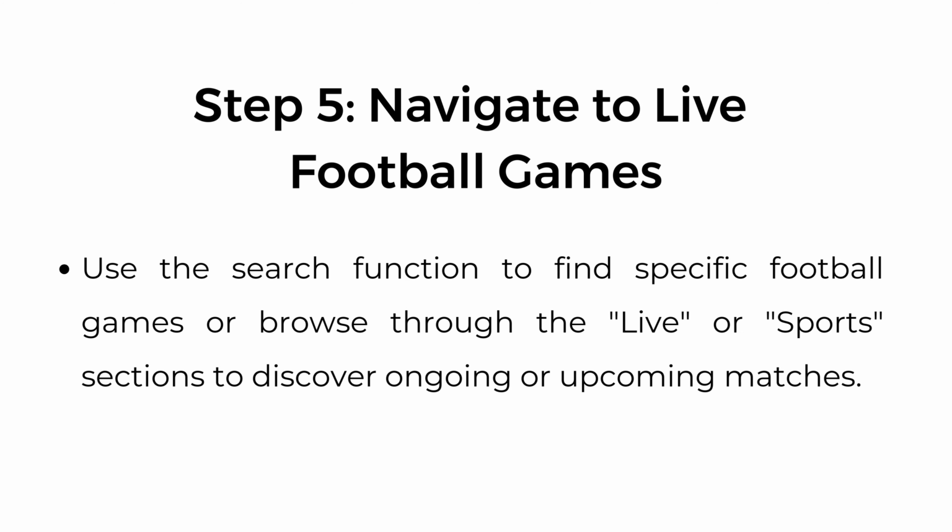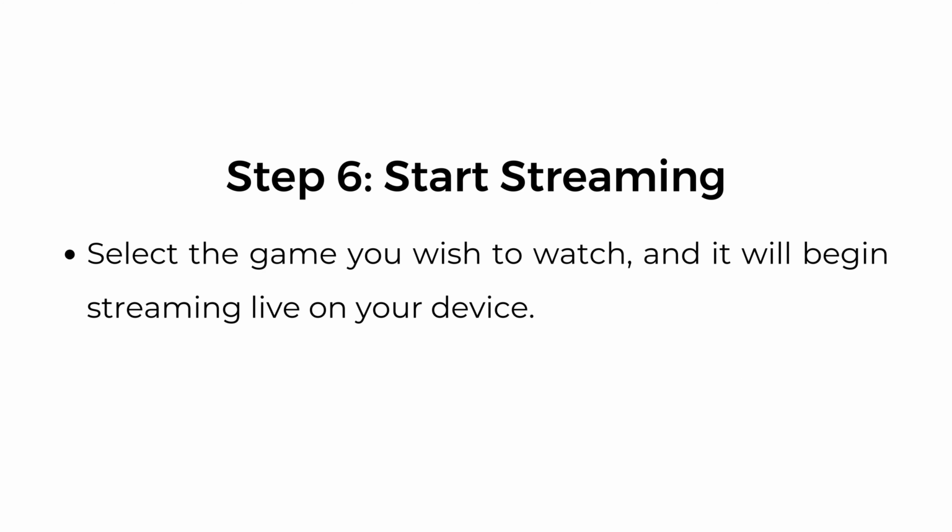Step number 5. Navigate to live football games. Use the search function to find specific football games or browse through the live or sports sections to discover ongoing or upcoming matches. Step number 6. Start streaming. Select the game you wish to watch and it will begin streaming live on your device.